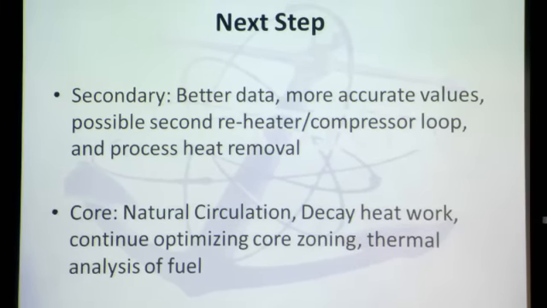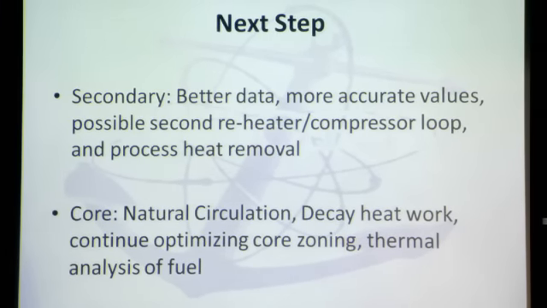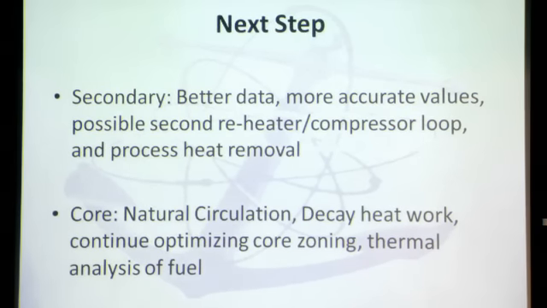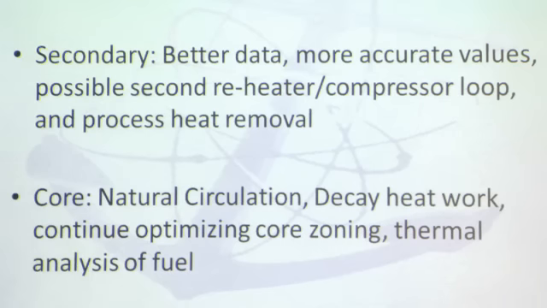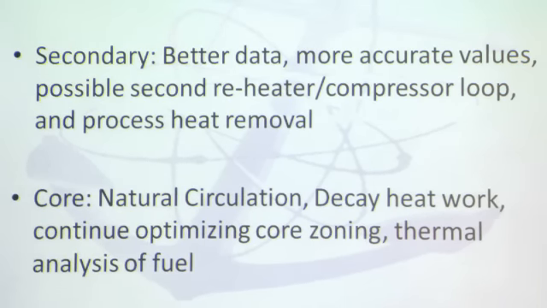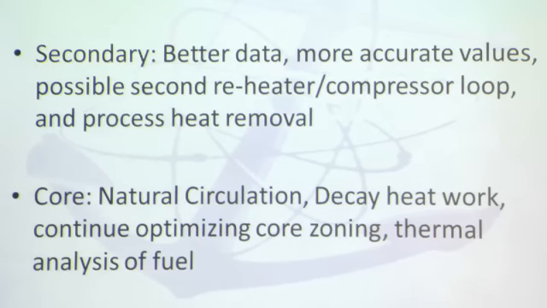So going forward, in the next step for the secondary cycle, we're looking at getting better data, more accurate values, and really trying to optimize what we have. Re-examining what Rob was talking about earlier, the reheater, the compressor, what we need for that, as well as the process heat removal. And then we're also looking at other situations, such as if the hydrogen plant is down. And then the core is also going to be looking at natural circulation, decay heat work, as Brayton was talking about earlier, and continuing to optimize the core zoning and thermal fuel analysis.